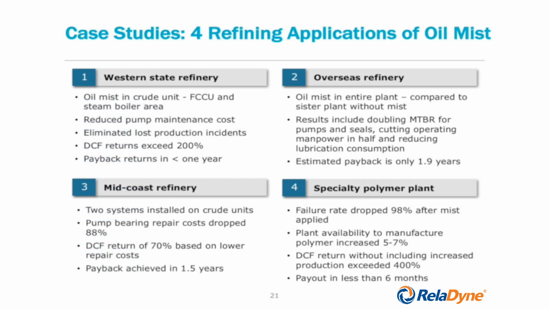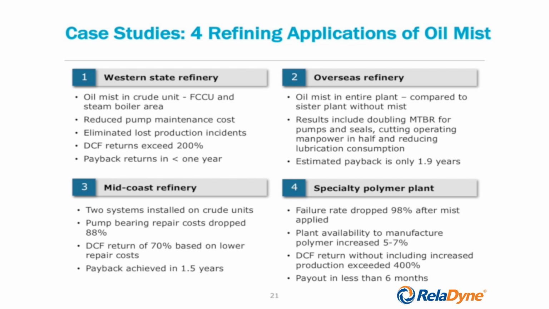I'd like to now talk about some case studies. The first case study you have heard about, it's with the Petronor refinery. Very compelling information, very up-to-date information. Older information that we have here in the United States. In a Western state refinery, oil mist was applied in a crude unit, in a fluid cat cracker, and also in the steam boiler area.